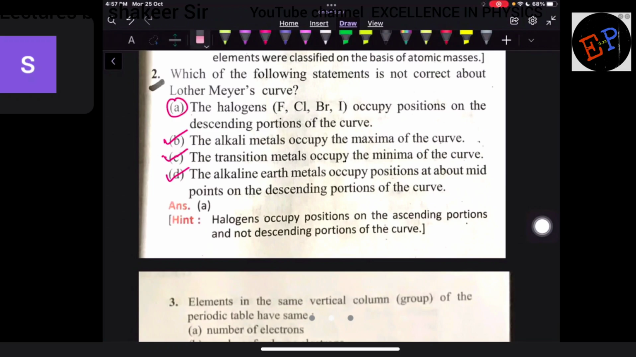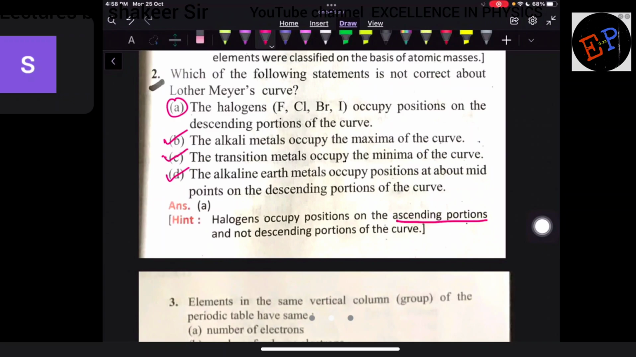Okay. So option A, halogens occupy positions on the descending part of the curve, is not correct. They occupy the ascending part of the curve. This is what we have studied in Lothar Meyer's curve. Clear now? So on the topmost positions are the peaks. At the peaks, which elements do we have? Alkali metals: lithium, sodium, potassium, rubidium, cesium, and francium.